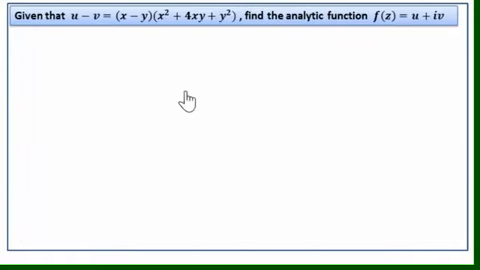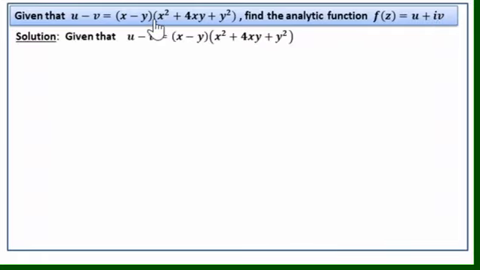Next problem, given that u minus v equals to x minus y into x square plus 4xy plus y square, find the analytic function f of z is equal to u plus iv. Okay, so here first we'll start with this. Given u minus v, x minus y, x square plus 4xy plus y square. Here also we'll find f dash of z equal to ux plus ivx, and then integrate, we get f of z.